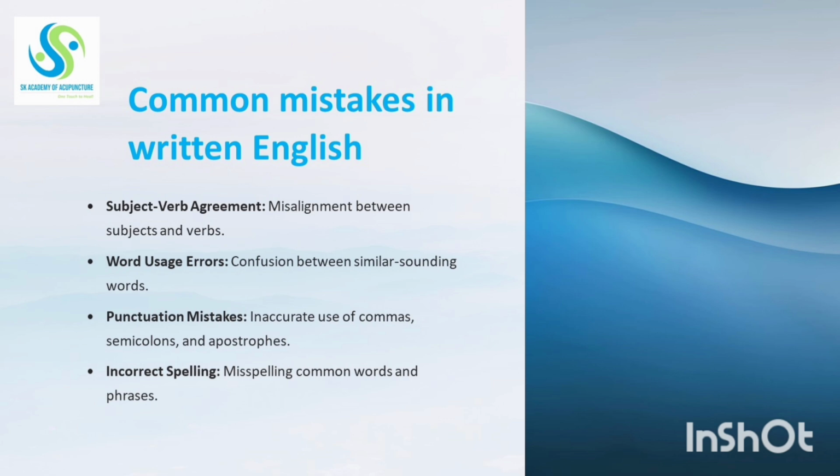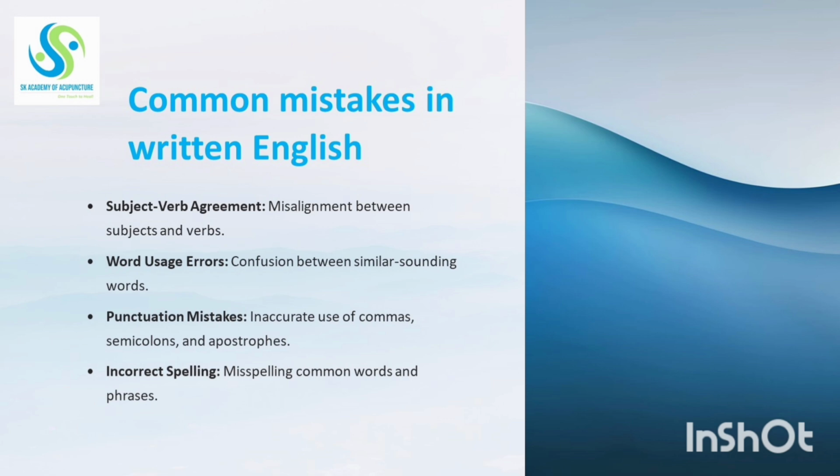So, what are all the mistakes that are common in written English? The subject verb agreement: misalignment between subjects and verbs is like mismatched socks. It stands out. It looks odd if you are wearing mismatched shoes. How would it look? It would look odd, right? In the same way, the misalignment between the subject and verb would look very odd, like the mismatched shoe.